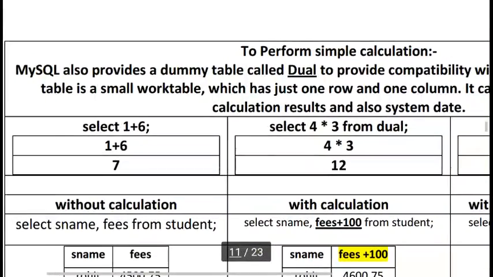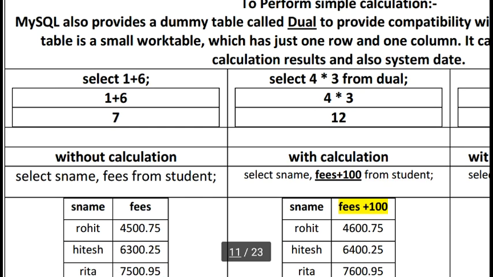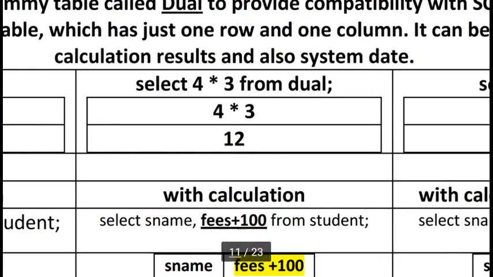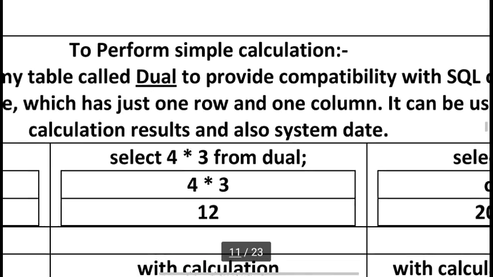Suppose SELECT 1 + 6, so it will add the values. So the select command has multiple purposes. We can also perform simple arithmetic calculations without a database. Suppose SELECT 4 * 3 FROM dual. Dual is a predefined table used by MySQL, so we cannot create this table. It is created automatically, and this will result in 12.